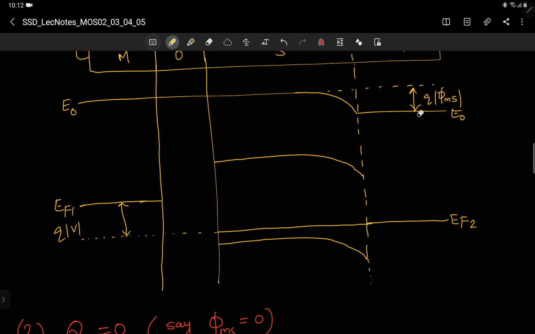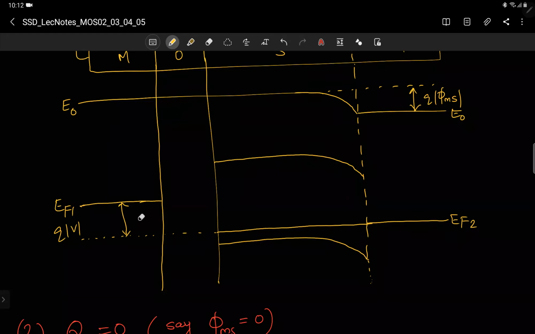And this E naught and this E naught also should be separated by the same Q phi ms, because EF1 and EF2 are separated by the same Q phi ms. Okay, so definitely E naught has to be matching with semiconductor E naught. So overall E naught has to be flat here this way.